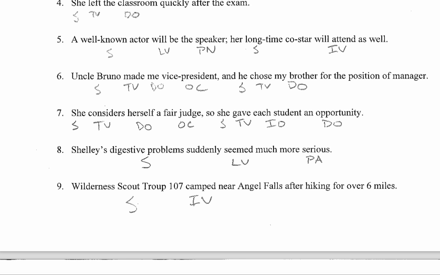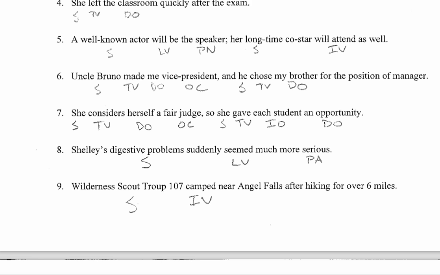6, Uncle Bruno made me vice president. So find the main verb. Made, is it linking? No. Is it followed by a noun phrase? Yes. So 1, 2, 3, and 4 are gone. Uncle Bruno made me vice president. So can you say Uncle Bruno made vice president to me? No, you can't say that. So it can't be pattern 6. So me equals vice president. I am vice president. So that is DOC.